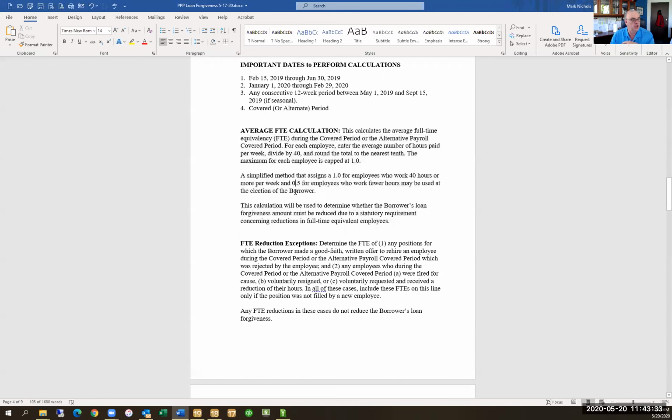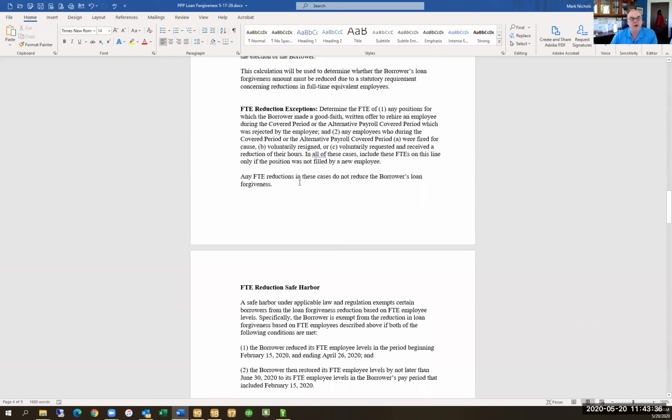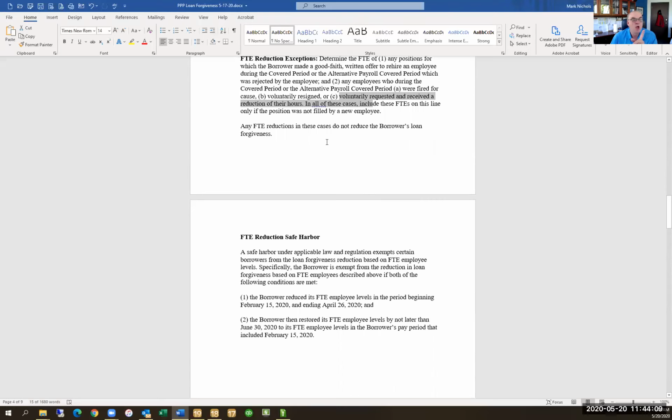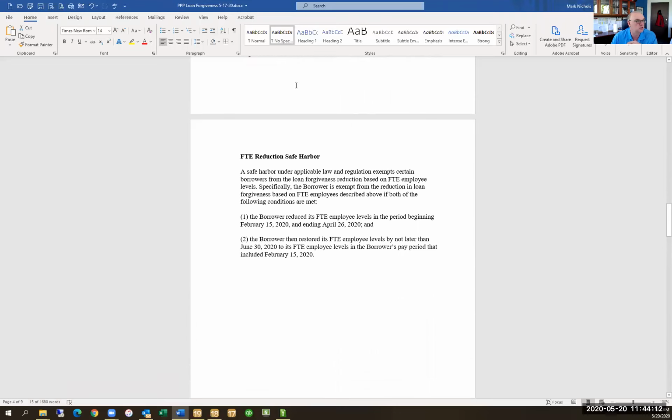Okay, there are a couple of things that are important to understand as part of this, and this first one here is the reduction exception. If you have any positions for which you made a good faith written offer to rehire an employee and the employee rejected it, that's not going to impact your FTE calculations. In addition, any employee who during that same covered period was fired for cause, willfully resigned, or voluntarily requested and received a reduction in their hours, will also not penalize you for the reduction of FTE related to those employees. Okay, so those are important considerations as you're doing your calculations.